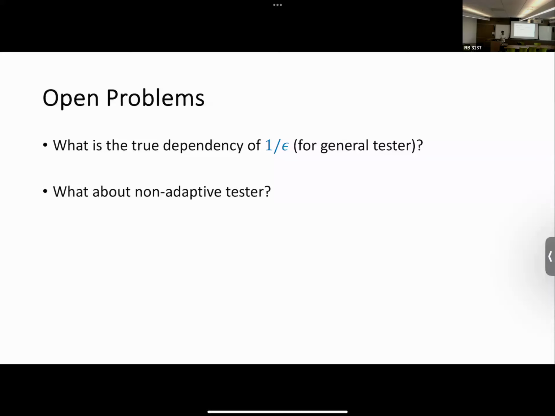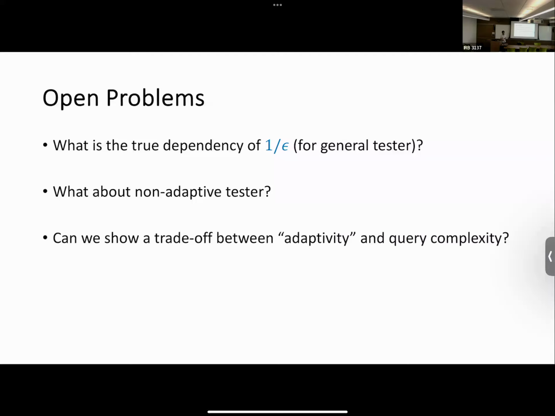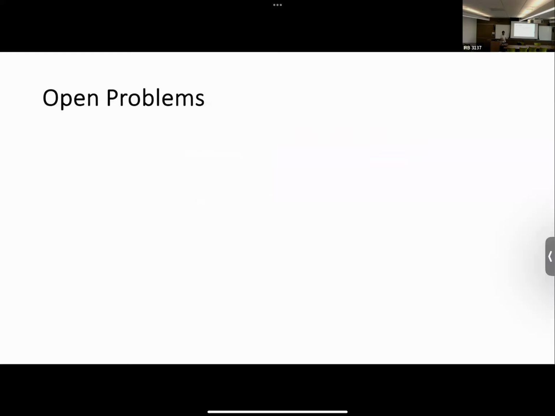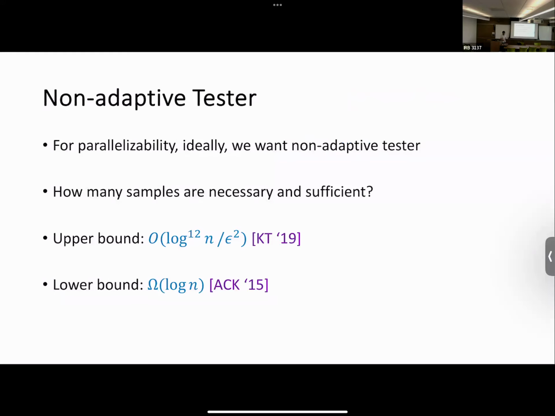And then what about the non-adaptive tester? As I mentioned, can we get a tight bound for the non-adaptive tester, or improve the lower bound? It depends on epsilon and also on the domain size. For the non-adaptive version, as I mentioned, the upper bound is log n to the 12 and here it is log n. So on epsilon squared there is also a gap. But even for the domain size, there is a huge gap.